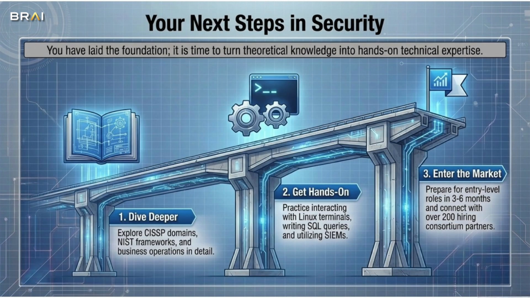Now that you've laid the theoretical foundation, it's time to turn that knowledge into hands-on technical expertise. Step 1. Dive deeper. Explore CISSP domains, NIST frameworks, and business operations in detail. Step 2. Get hands-on. Practice interacting with Linux terminals, writing SQL queries, and utilizing SIEMs. Step 3. Enter the market. Prepare for entry-level roles in 3 to 6 months and connect with hiring consortium partners.